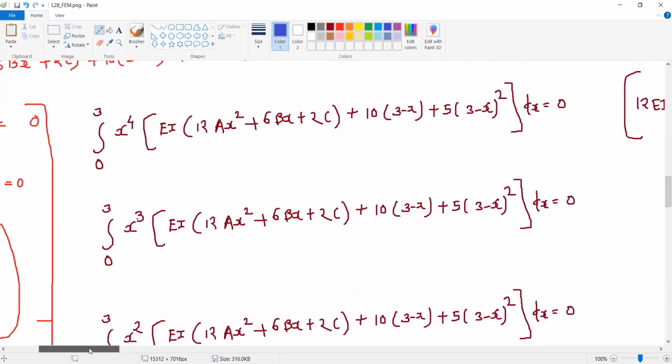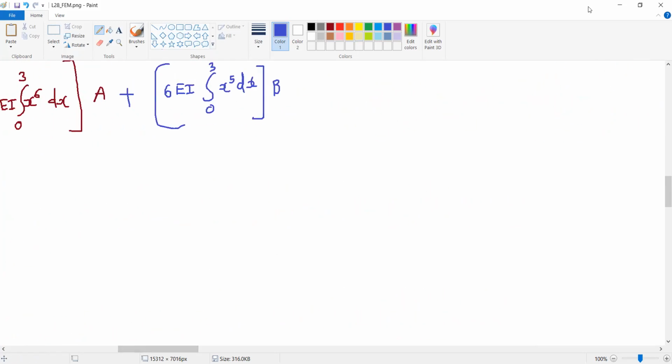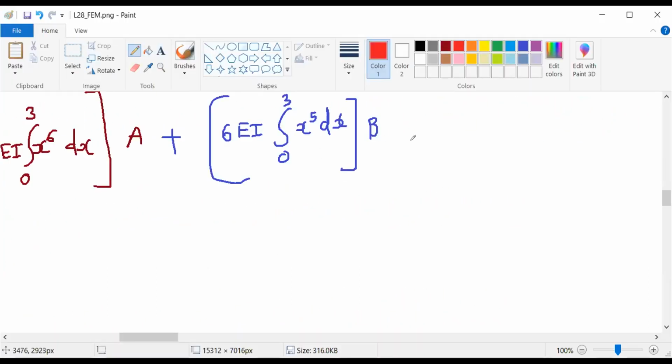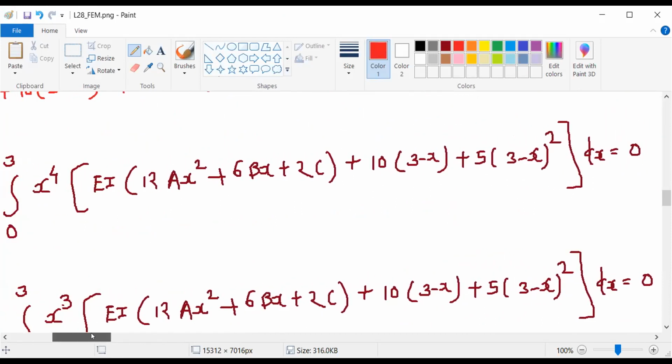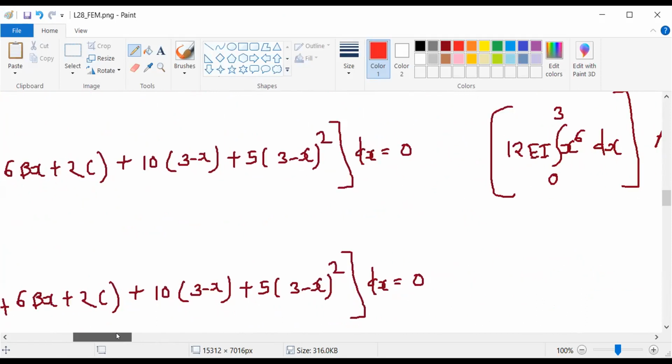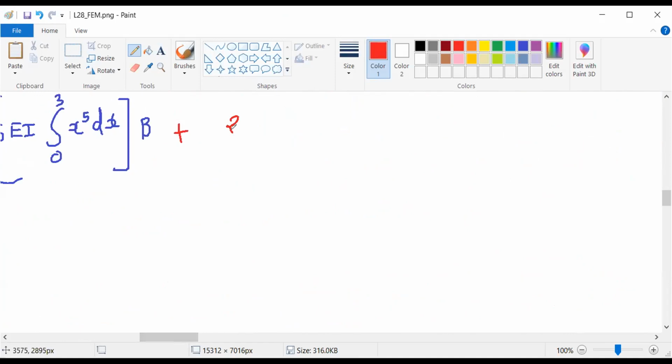What is the coefficient of c in the first equation? If you look at this, it is x square into EI into 2c. So 2 EI and integration of x square from 0 to 3. So I will write down now the coefficient of c here. So plus 2 EI, integration 0 to 3 x raised to 4 dx, c.